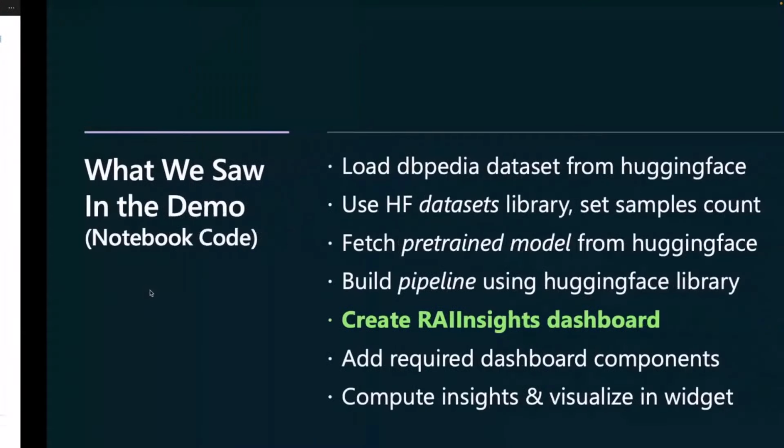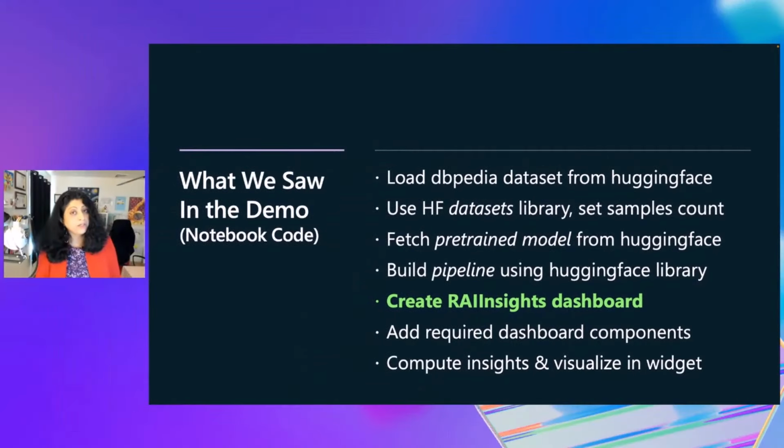So with that, what we saw in the demo that was different when you're coming to use Hugging Face models and text data: you loaded a data set from Hugging Face. You used their datasets library to load, clean, and use that data. You fetched a pre-trained model from Hugging Face using their transformers library. You built a pipeline using the transformers library. Then you instantiated the Responsible AI insights and attached it, computed the insights, attached the Responsible AI dashboard, and got the visualization served to you locally.